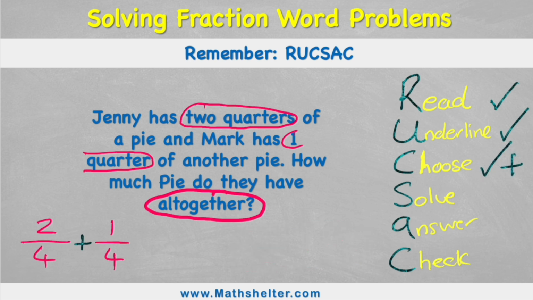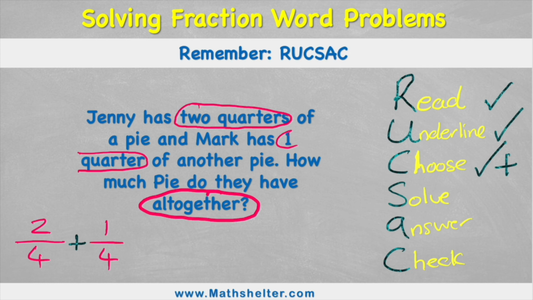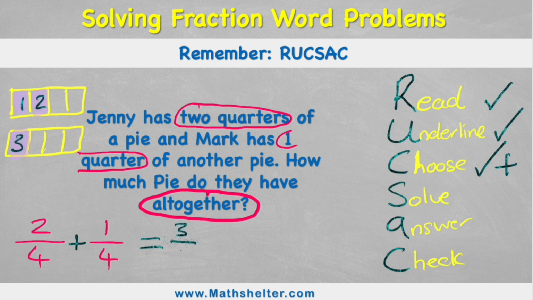Now my next one says solve. Well, how do I solve 2/4 add 1/4? Well, I could draw it. I could draw a chocolate bar over here that has 2/4 coloured in. 1, 2. And I could draw another chocolate bar underneath with 1/4. Just like that. So how many quarters do I have all together? I can see I have 1, 2, 3/4 all together.